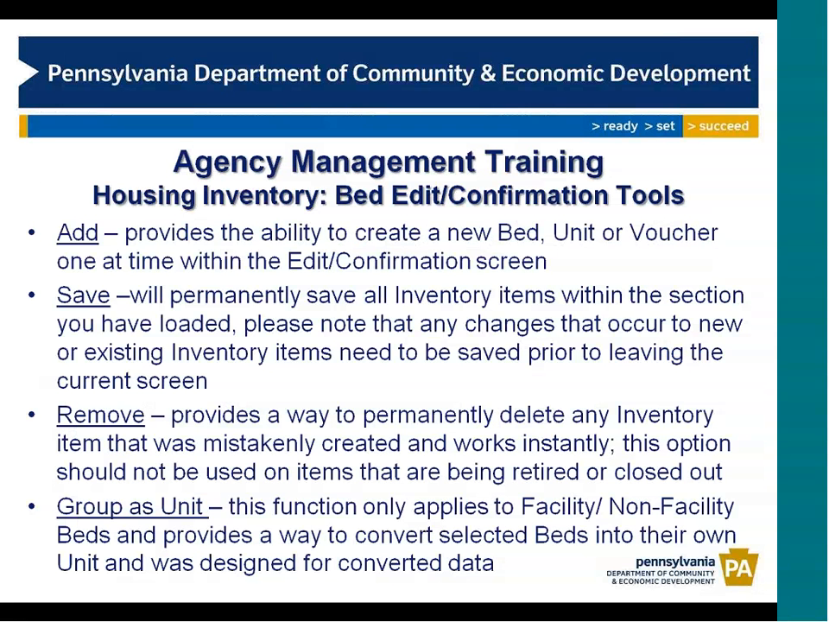Quick overview of some of the other features in the system. The Add button, as we said, the Edit Confirmation screen does allow for individual items to be added. Basically, when you click the Add button, it will just create a blank new record at the bottom of whatever page you're on. You can do that for beds, units, vouchers. Now, you will have to configure the information. You set the availability, household type, and dates. It allows you to do that one at a time.